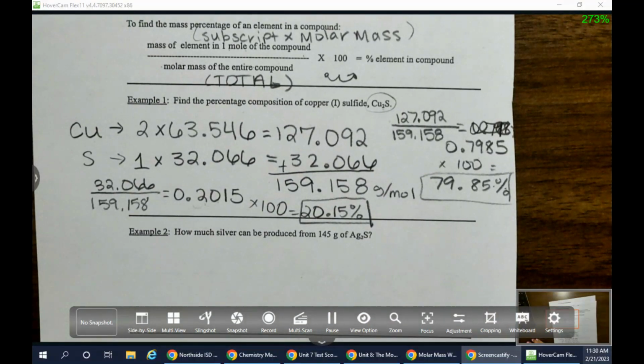Okay, so looking at this, do you guys have any questions so far? Pretty straightforward, right? It's just molar masses all over again. So lots of adding and dividing, right?